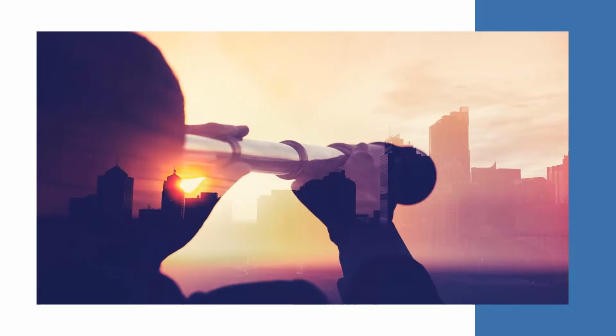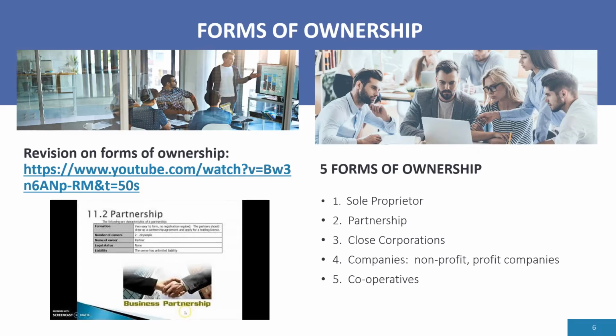We are now going to look at 3 forms of ownership in this lesson: the sole trader, partnership, and the CC. In the next lesson, we will be looking at all the other forms of ownership. I have attached a video that is a revision from grade 8 with regards to the 5 forms of ownership. For those students that did not understand it very well in grade 9, you can go through that video again.